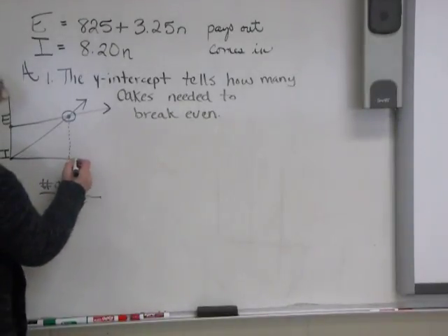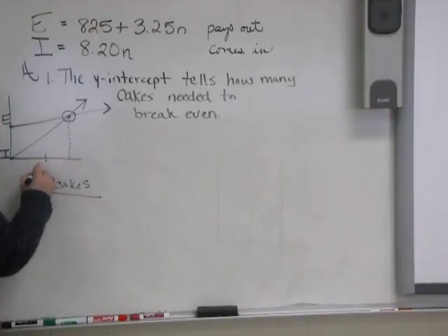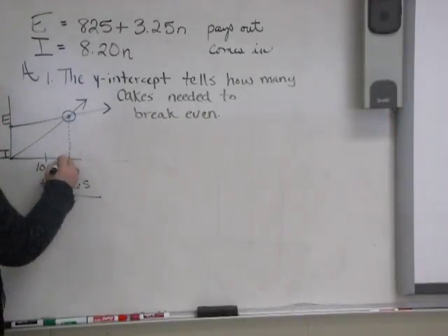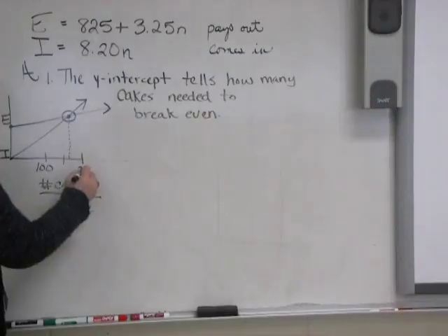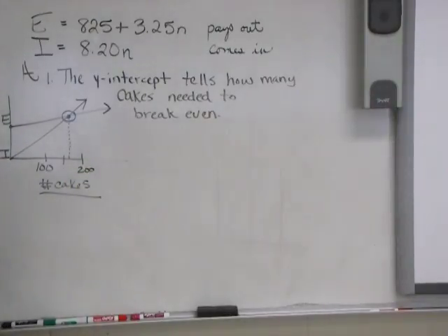Now, you'll notice on your graph, here's 100 cakes, here's 150, and here's 200 cakes. You already can tell just by looking at the graph that it's going to take more than 150 cakes to break even, but not 200 cakes to break even. So we still have some work to do to answer some questions, but we can still go ahead and predict based on what we can see on our graph.